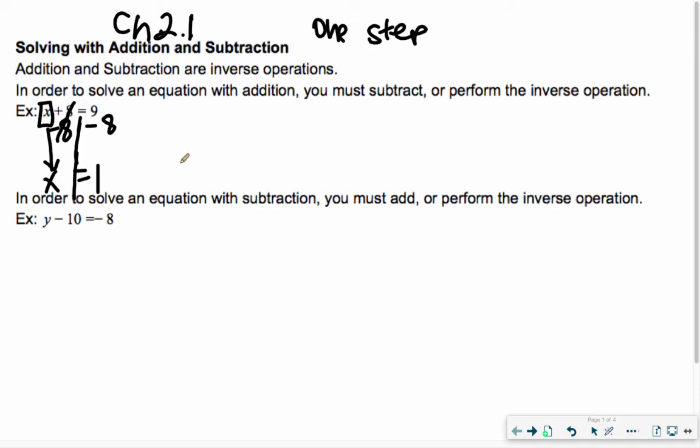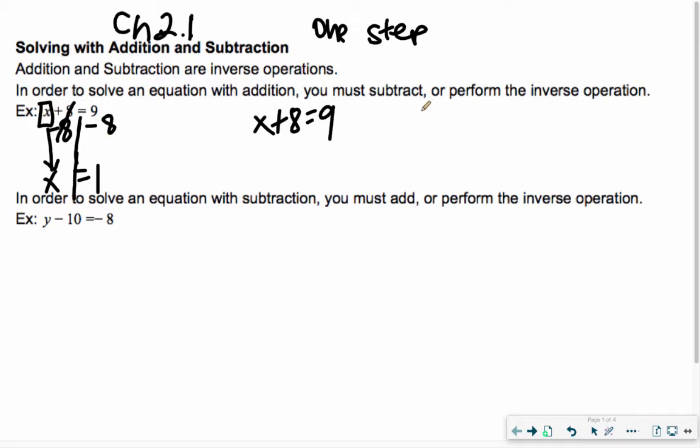So x equals 1. Now, I know a lot of you are probably looking at this equation and saying, yeah, I knew it was 1 before you even started. But I need to show you algebraically how this works. Okay? So a couple things to remember. Addition is the inverse of subtraction and vice versa. And whatever you do on one side, you must do the other. We have to keep the equation balanced.